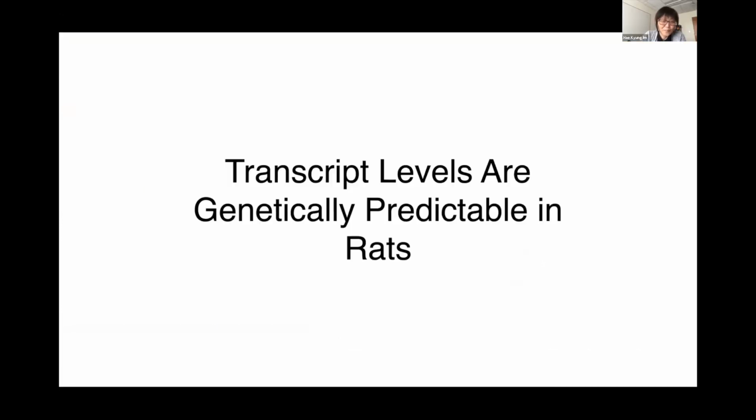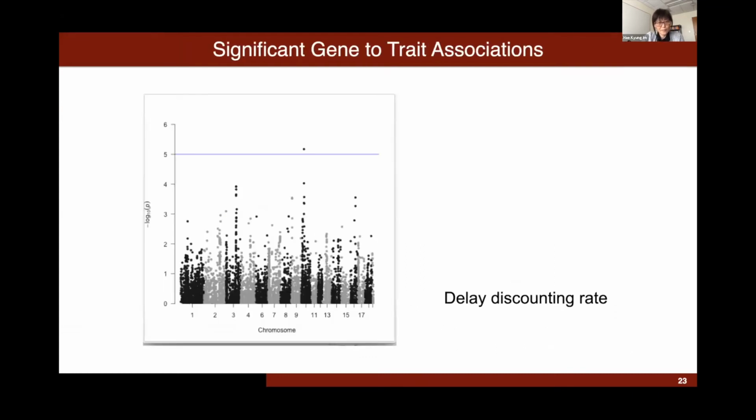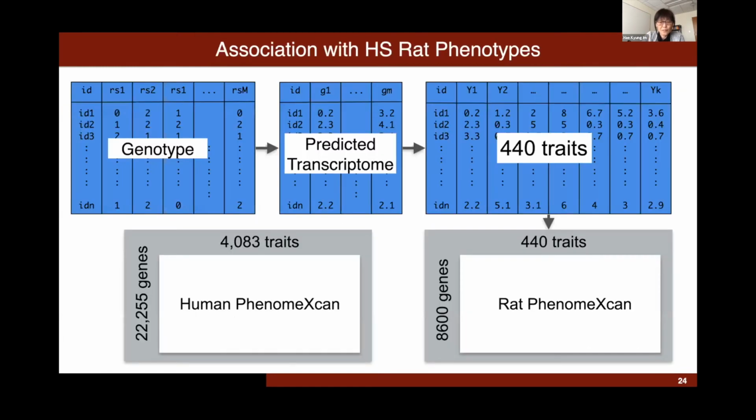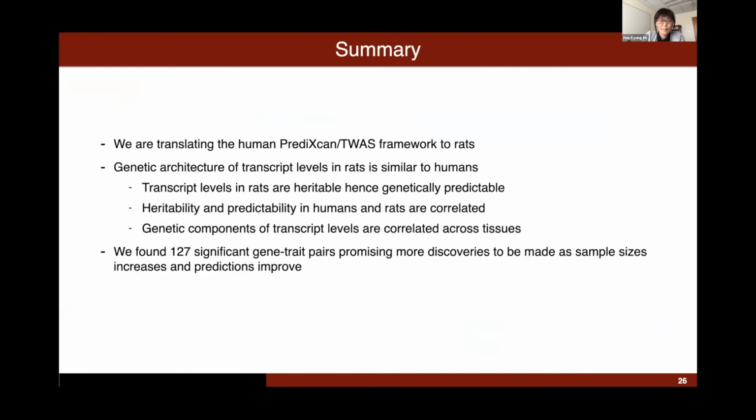Yes. Okay. So since we have the prediction models, we applied them to 440 different traits that we were given. These are some Manhattan-like plots that we were able to generate. And let me go directly to the summary.